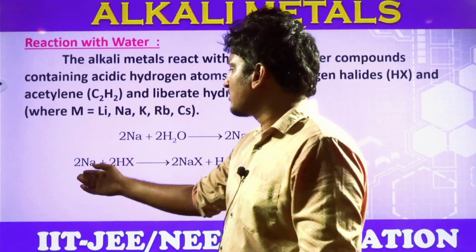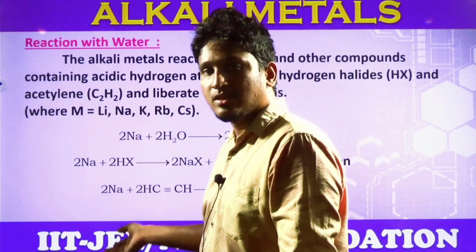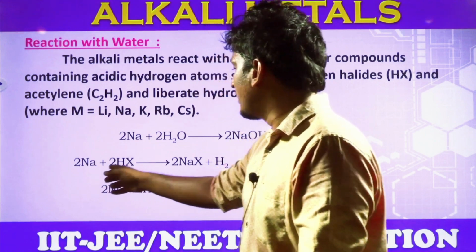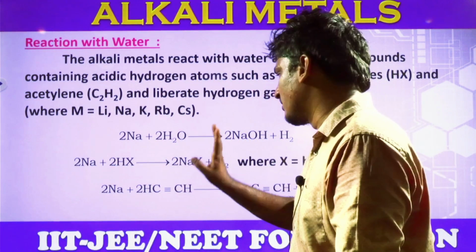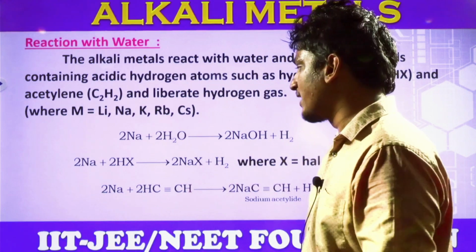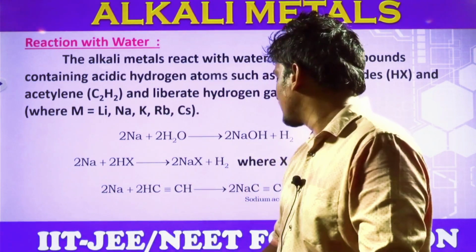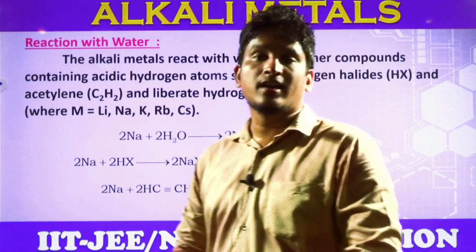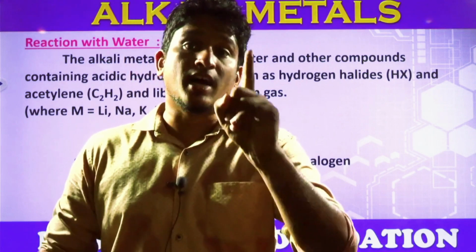So here, when sodium reacts with HX, X means halogens, like hydrogen chloride, hydrogen bromide, anything, it replaces the hydrogen, forms the respective halide salt and releases hydrogen gas. And when sodium reacts with ethyne, it forms the respective sodium acetylide. That means ethyne, alkynes also contain acidic hydrogen. But what is the gas they release? Hydrogen gas will be released, students.